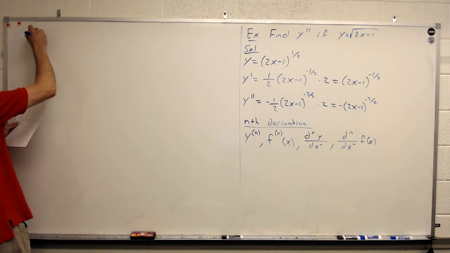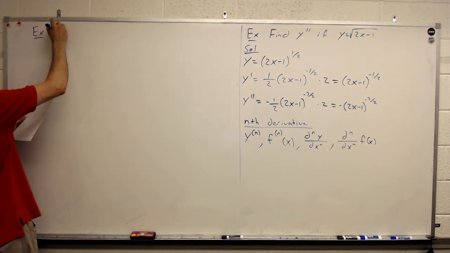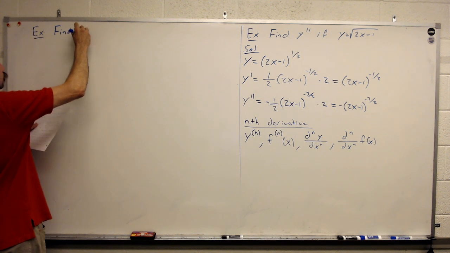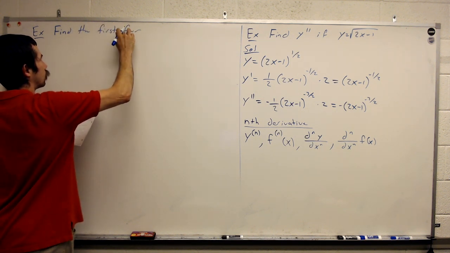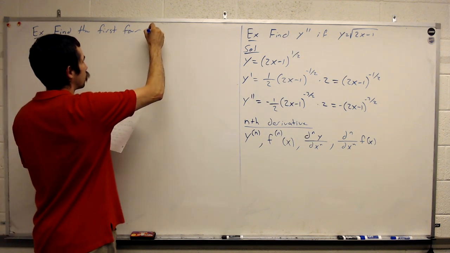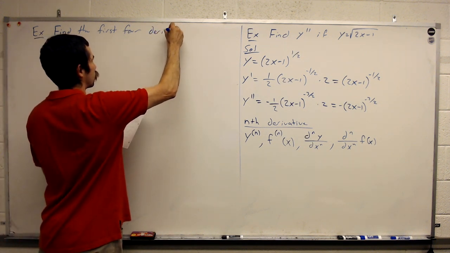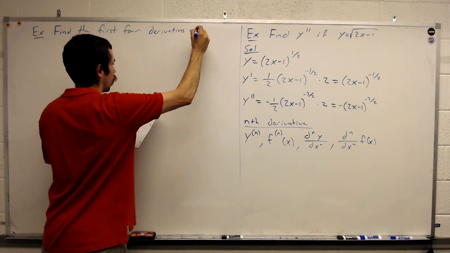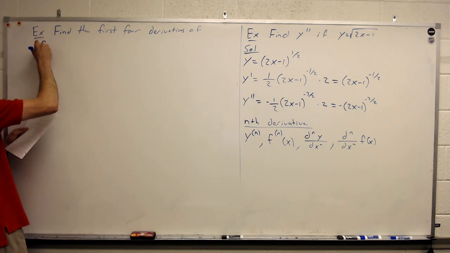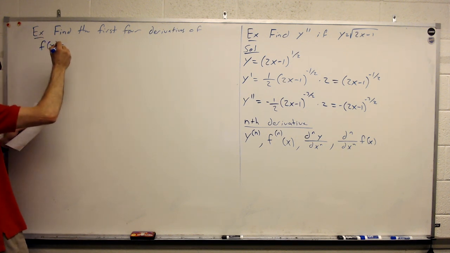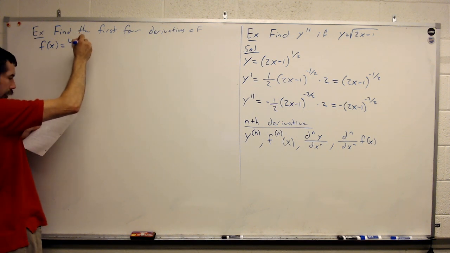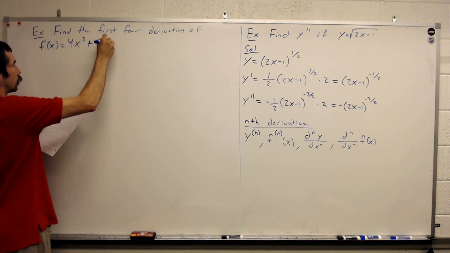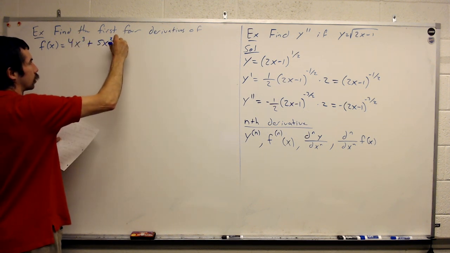Okay, so let's find the first 4 derivatives of the function f of x equals 4x to the third plus 5x squared plus 3.